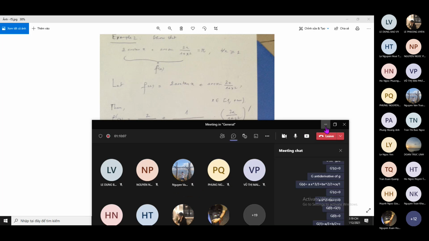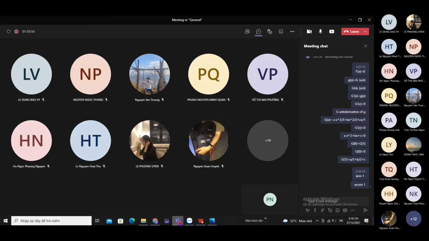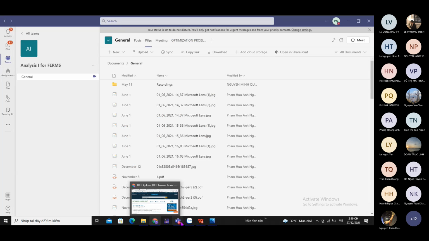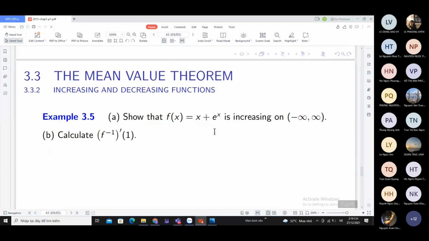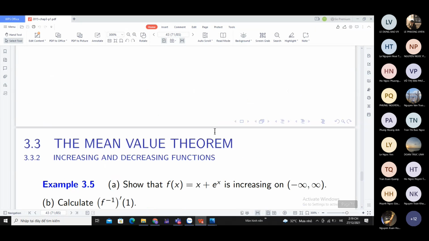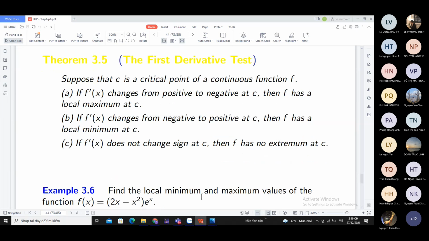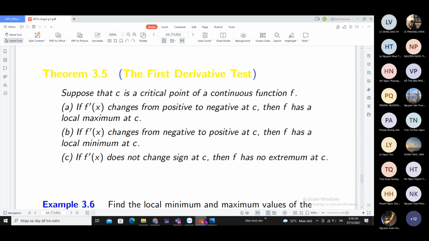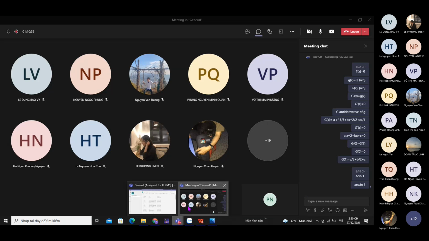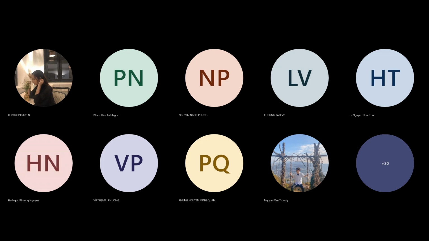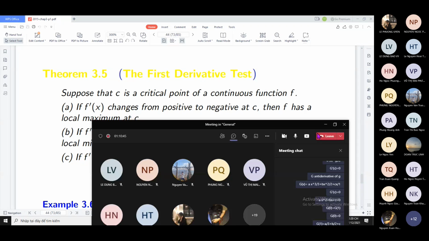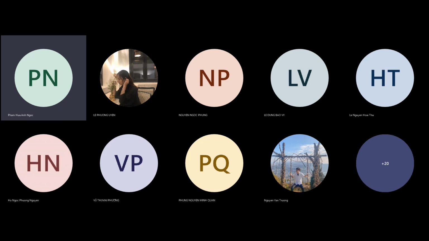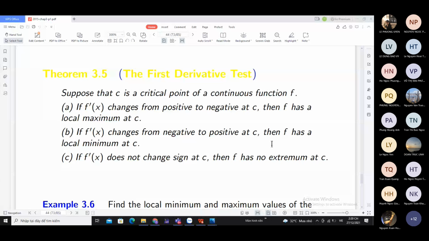Okay, I go back to the main slide. Wait. All right, can you see the new slide? Yes, I see it.